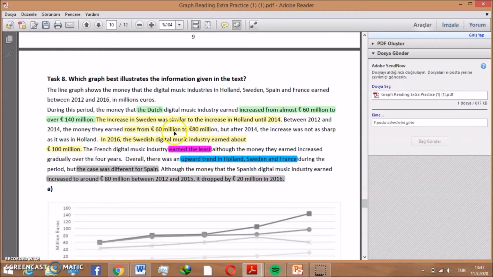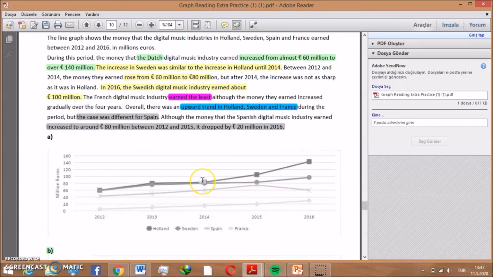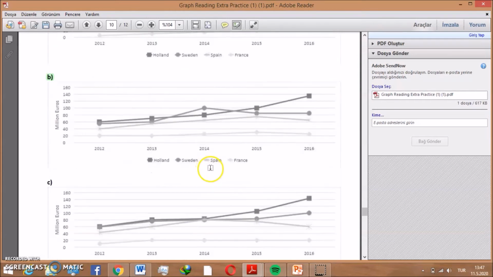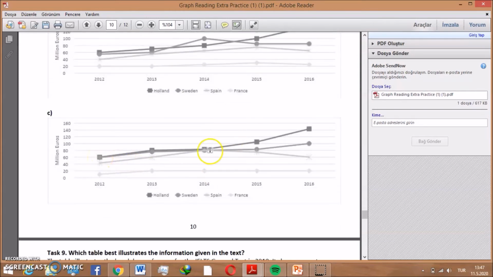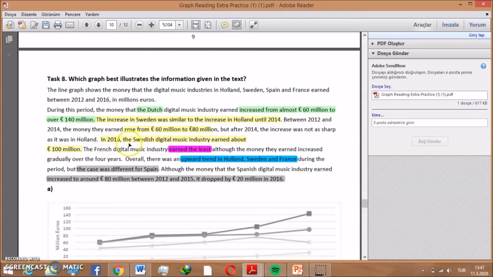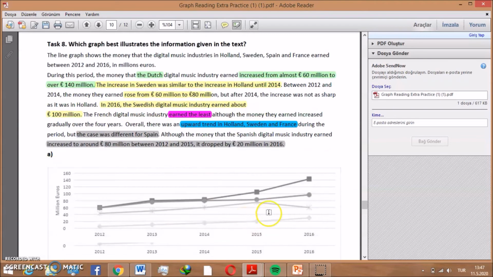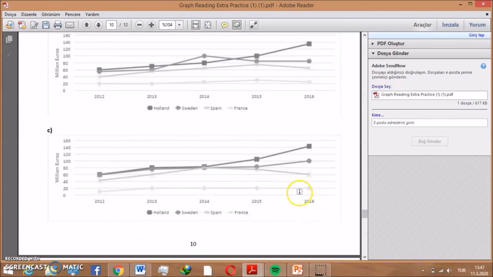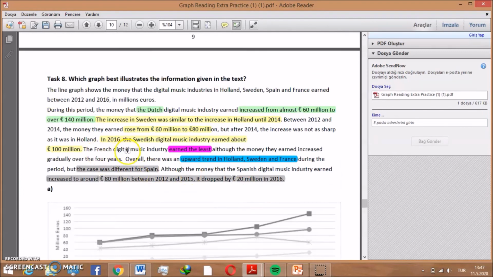So first of all, let's look at this one. Between this and this, increased from 60 million to 80 million. Okay, 60 million, 80 million. Correct. Let's look at C. 60 million, 80 million. Okay, and then in 2016, 100 million. Okay, in 2016, 100, correct.